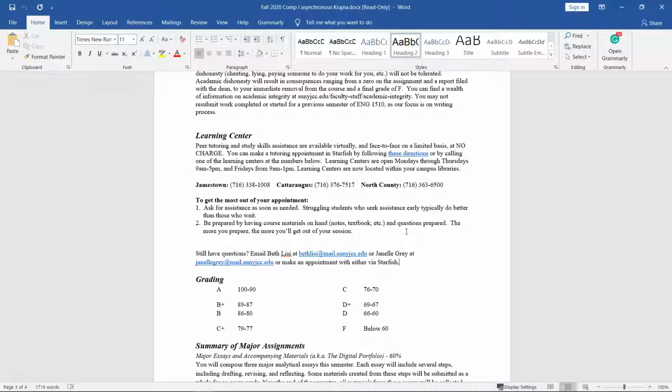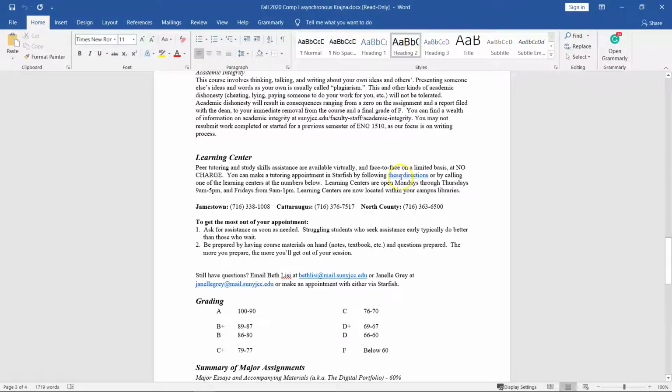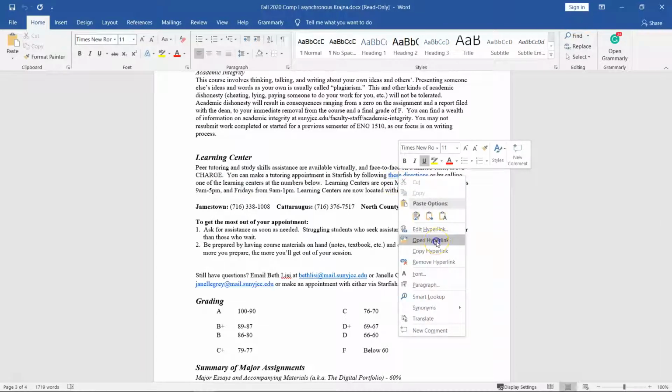They can also send emails back and forth if you need help with a paper, if you schedule an appointment with a tutor. And they also offer free digital tutoring. So all you have to do if you want to make an appointment through Starfish as well is click on these directions within my syllabus here and open the hyperlink.